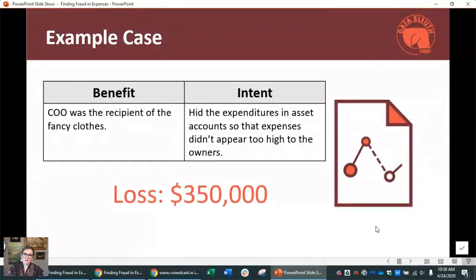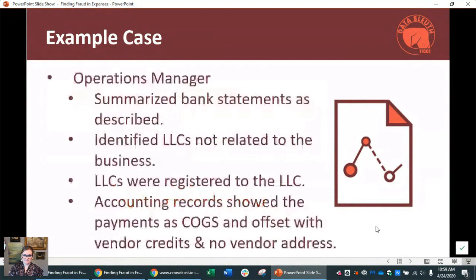But we knew that the COO was the recipient of the fancy clothes. There was no business benefit. It was not part of his job at all. And then the intent piece was given more legs just because he hid the expenditures in the asset accounts so that the expenses didn't appear too high where the owners might have noticed.